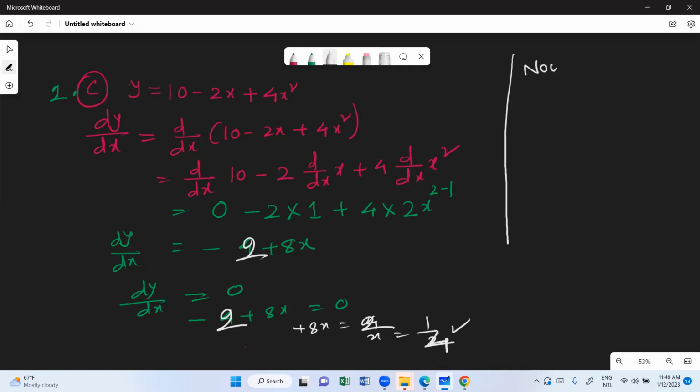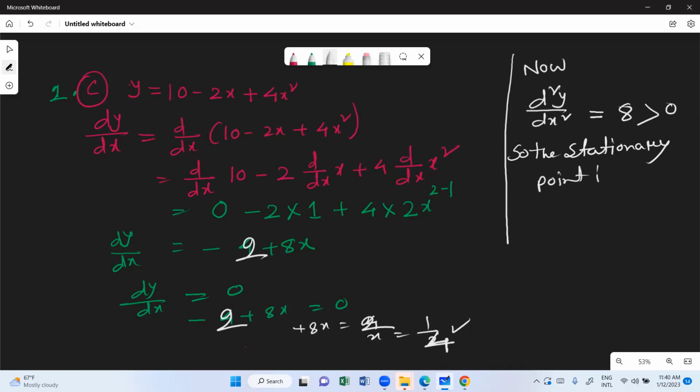Now we have to differentiate dy by dx again. So it will be d square y by dx square. So we'll get here 8. So 8 is positive, greater than 0. So when it is positive, the stationary point will be minimum.